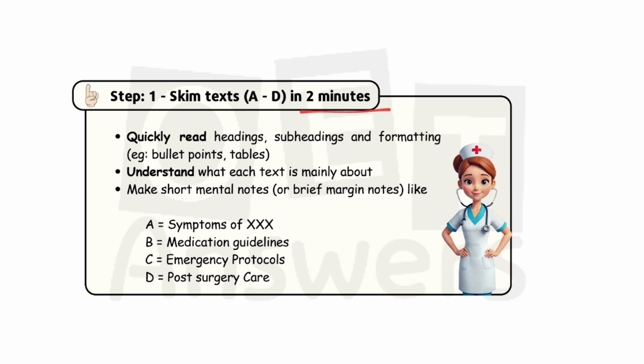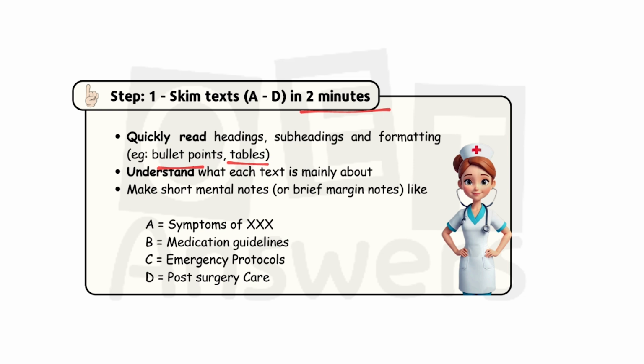Let me explain this. First, you quickly read the headings, subheadings, and what type of important information they have given in the paragraph. Everything should be made as a note. Here, like bullet points, tables, flow charts, and algorithms, everything should be noted clearly. Clear? So this is the first step.